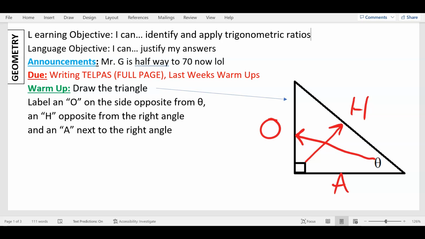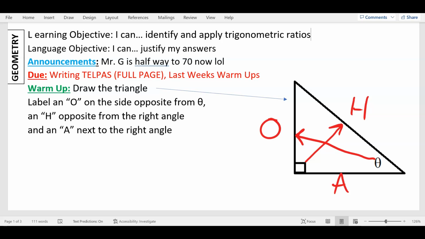Now, I promise you on what we're doing today, you're going to have to do that a lot. So get used to this. Starting somewhere, label O, label H, label A. If you can do that, that's half the battle. So that's it for the warm-up.